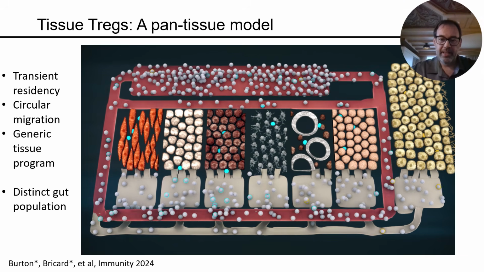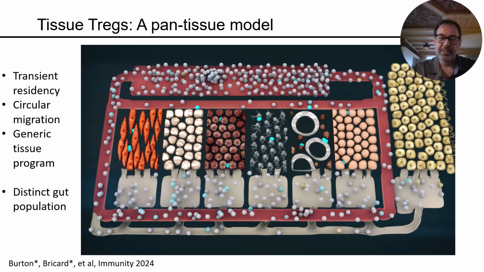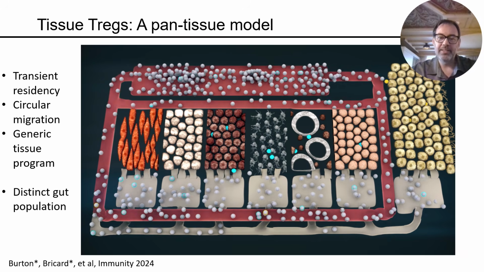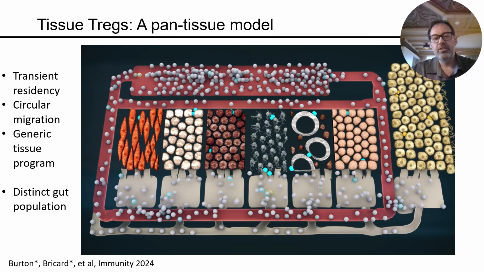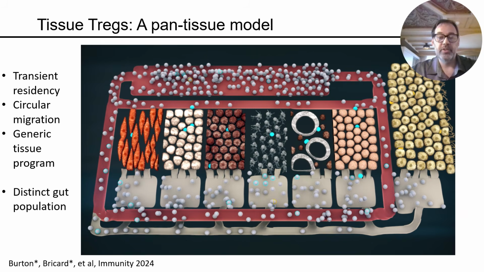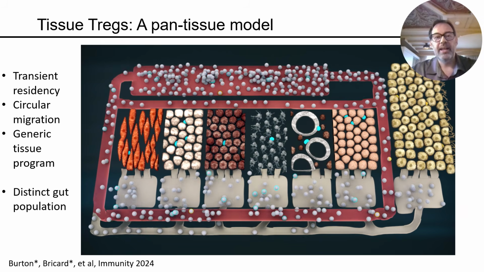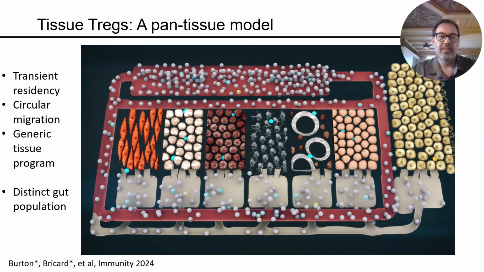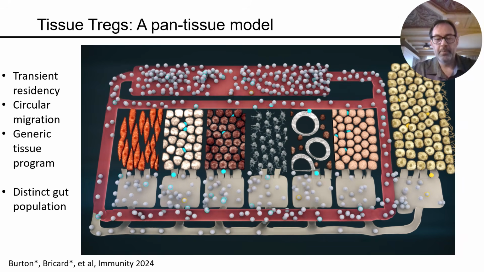So it looks like these regulatory T cells that are present in the tissues really have a pan-tissue lifestyle, with a potential exception for a subset of the regulatory T cells present in the gut that have a distinct phenotype and different tissue homing patterns.